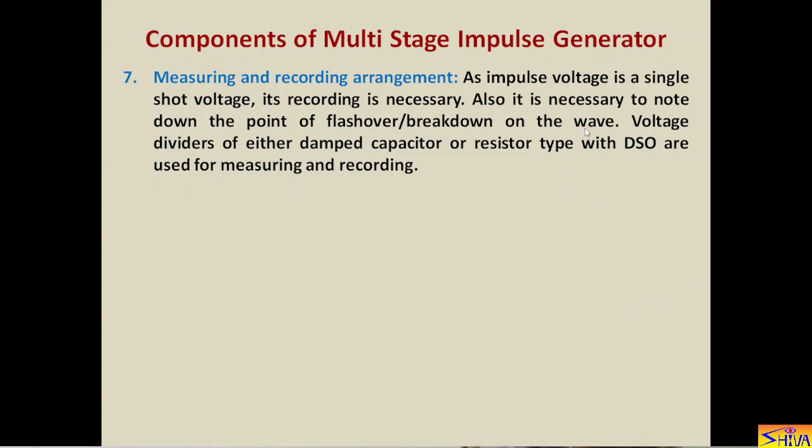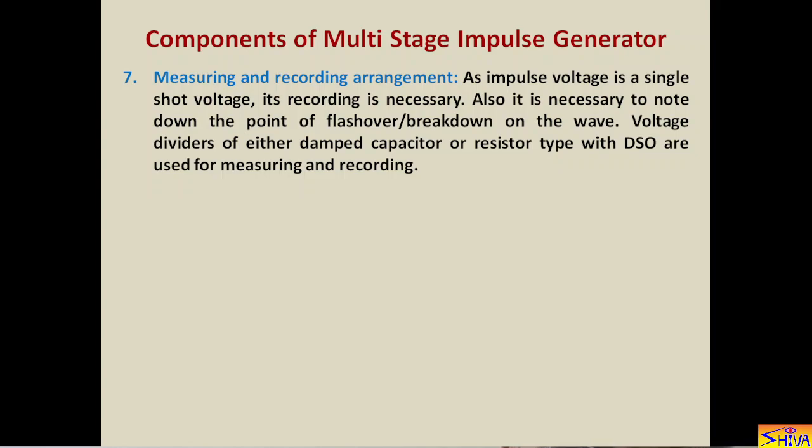Also, it is necessary to note down the point of flashover or breakdown on the wave. When we are testing any object, there is a possibility that flashover or breakdown of the test object takes place. So during testing, if flashover or breakdown of the test object takes place, then it is important to note down that breakdown or flashover point. It can be on the rising portion, it can be at the peak value, or it can be on the decaying portion. So in order to know the exact flashover or breakdown time on the wave, it is necessary to record the wave.